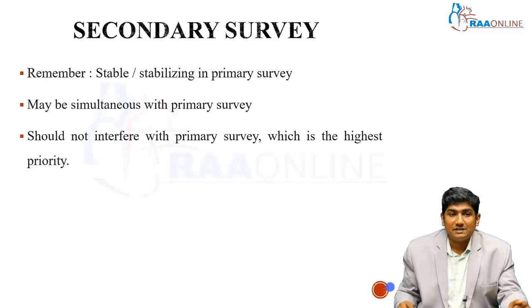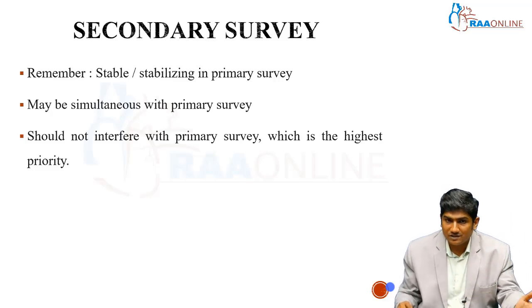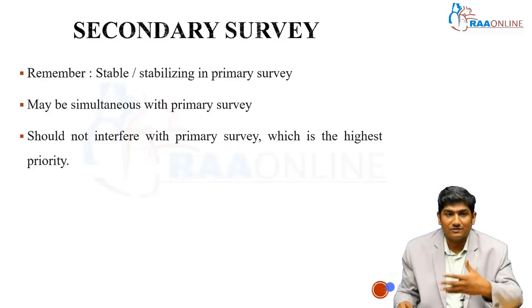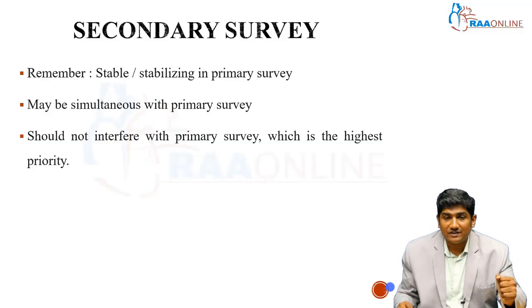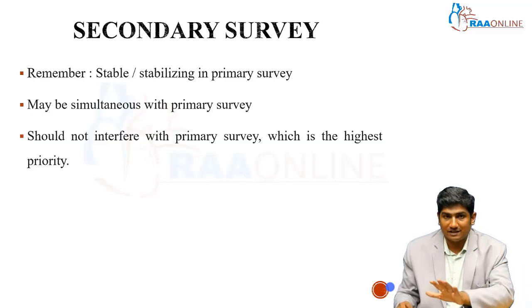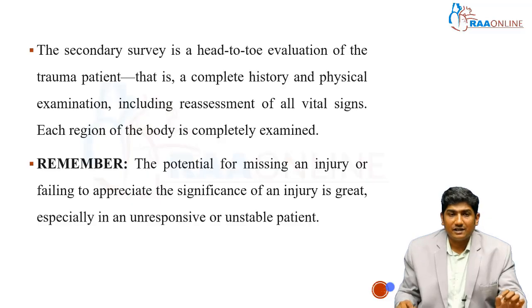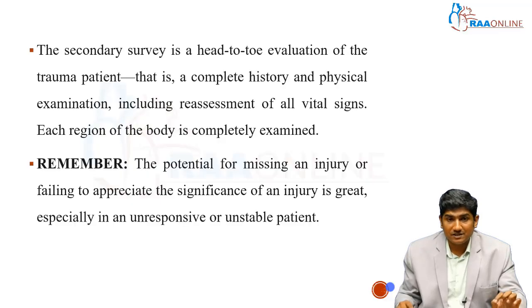What we are teaching you is a vertical type of thing, one after the other. But in a real-time situation, if you have more manpower, you can start simultaneously as well. But your primary survey should not be interfered with because of the secondary survey. So it's always primary survey, then secondary survey. Secondary survey is a head-to-toe evaluation of the trauma patient. That is a complete history, physical examination, including reassessment of the vitals.